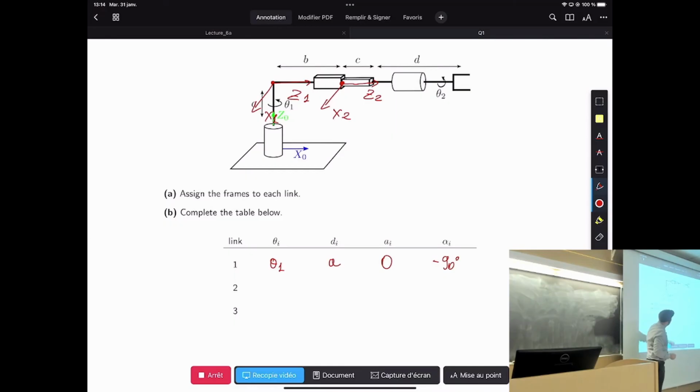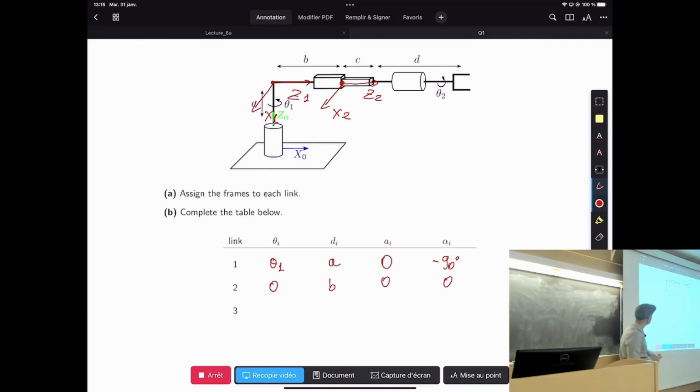So what is alpha 1? Rotation angle between X1 and X2? 0, right? They are fixed. What is D? The shift in X about Z1, which is B. Just B, right? Because we put it there. If we put it at a point at the end of C, then it would be B plus C. Doesn't matter. Well, we'll use C in the next one. What is A? Z doesn't translate along X2. 0. Z is parallel to Z minus 1. 0.